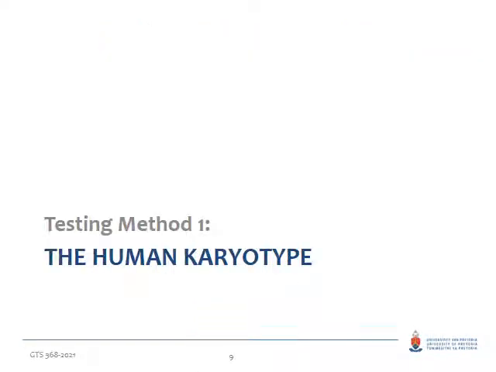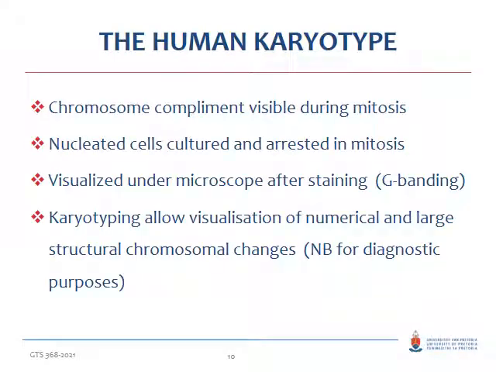Let's start with the human karyotype. What is a human karyotype? It is the chromosome complement visible during mitosis and best seen in metaphase. A cell with a nucleus is cultured and arrested during mitosis, examined under the microscope after being stained, and this will allow numerical and large structural changes to be observed.